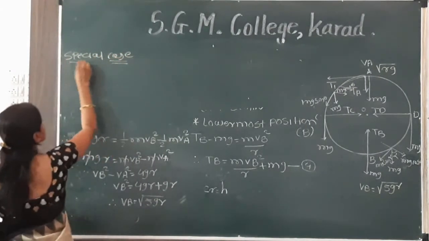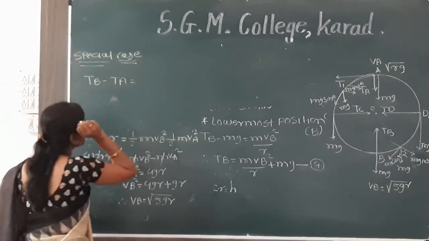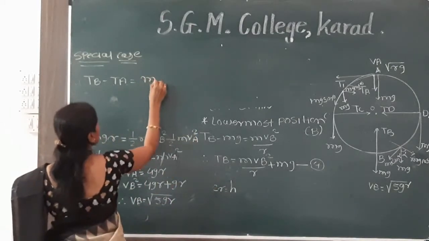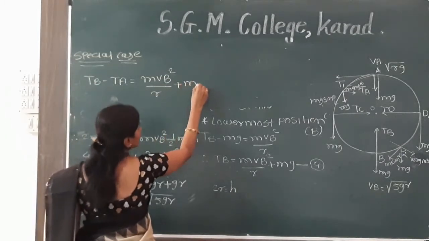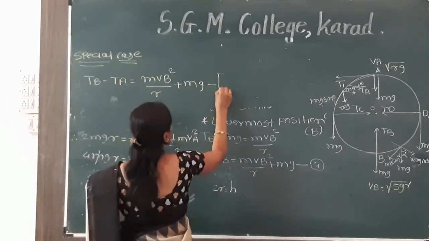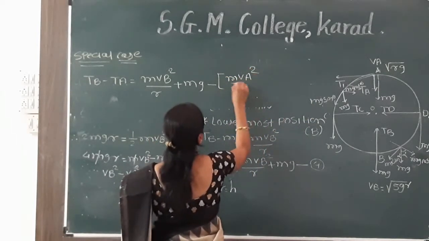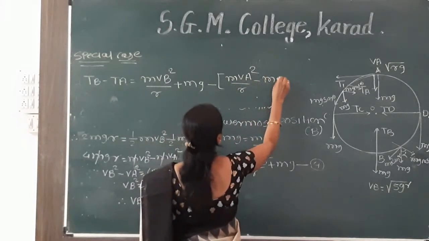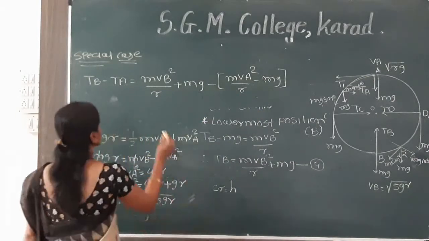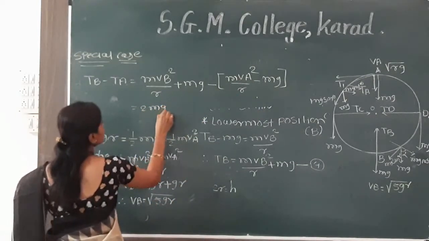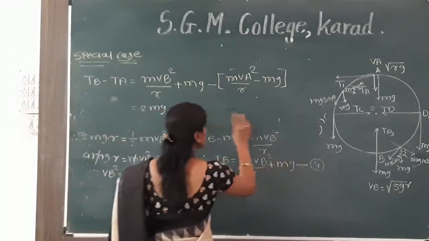Between the tensions, here TB minus TA. We know the value of TB, it is m Vb square upon r plus mg, and we have to subtract the value of TA. TA is m Va square upon r minus mg. See there, this minus and that minus both become plus. So we get twice mg. In the two terms we get some common quantities. Let me take them outside.